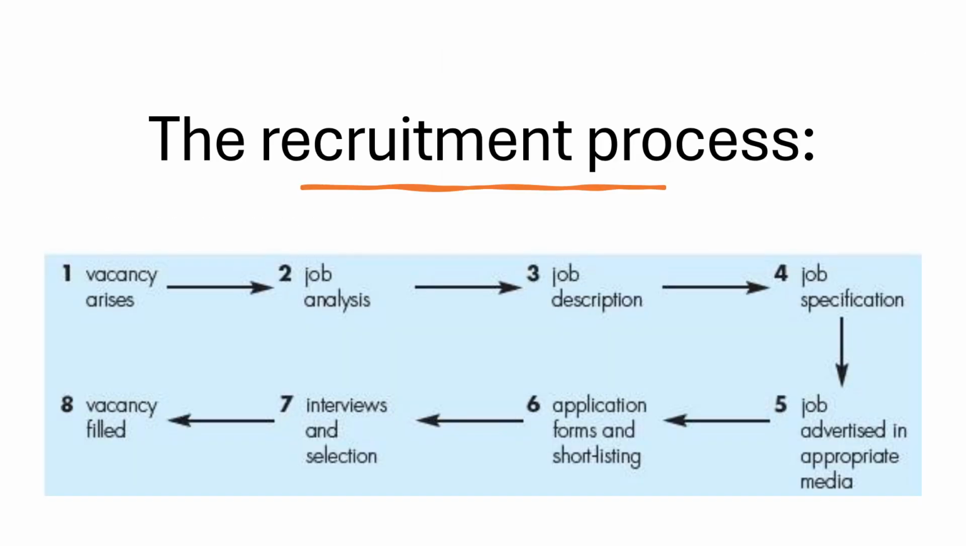Now, what's the recruitment process? The first stage is that a vacancy is going to arise. Then the business is going to make a job analysis, then a job description and a job specification. The job will then be advertised in the appropriate media. Application forms and shortlisting will happen. Then the business will carry out interviews and selection, and then the vacancy will be filled. Now let's go through each of these processes.